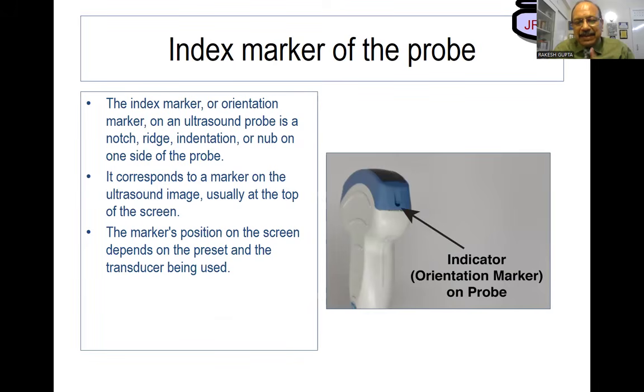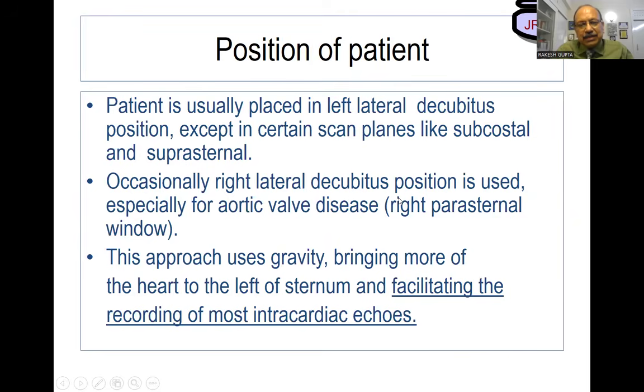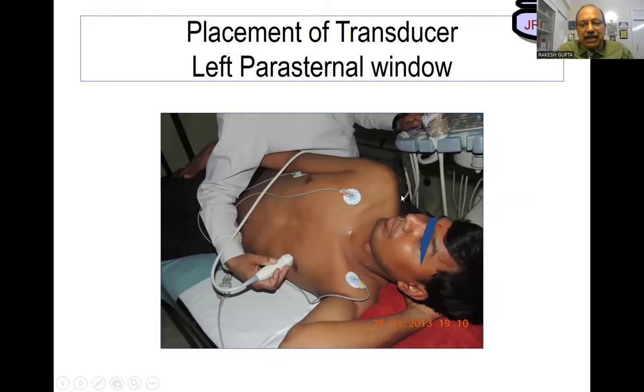A little difficult, but you'll remember over a period of time. This is the index marker of the probe. Every probe has an index marker, either a groove like this, or a light over here. The patient normally lies in the left lateral decubitus position. Why? Because with this we bring more of our heart closer to our chest.